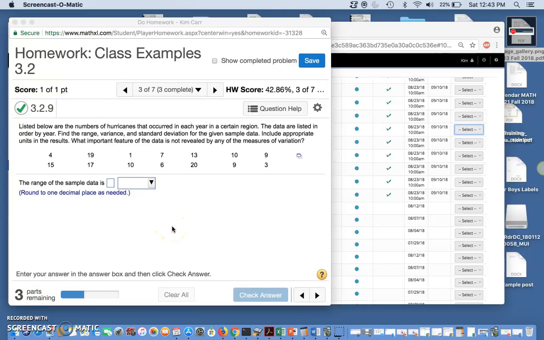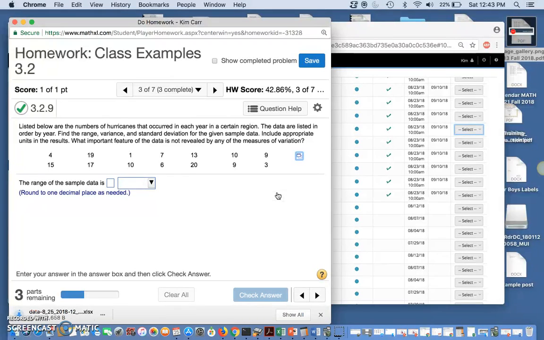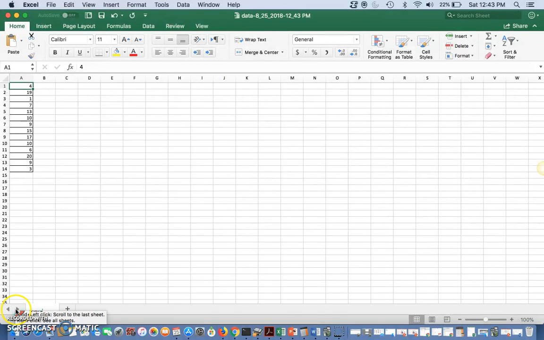Okay, in this problem, we are going to use Excel as opposed to StatCrunch. Remember, you still want the range, the variance, and the standard deviation. We need to find where all these things are also in Excel. So let me open it up in Excel. And you see that's Excel. I'm going to get my windows straight.